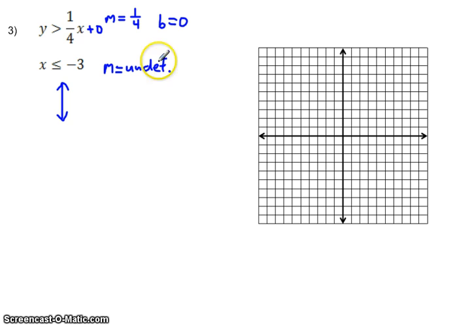So I'm going to quickly graph these two lines. I'm going to start with the first one here, 1/4 x. So the b is 0. And I'm going to go up 1, to the right 4, up 1, to the right 4. I'm going to go backwards and backwards here. And this is a dashed line. I'm going to label it y is equal to 1/4 x. And it's strictly greater than, so I'm going to shade up. Shade above it.